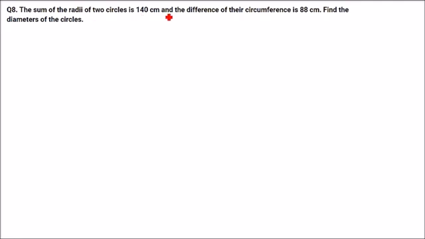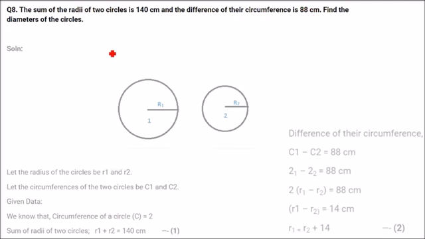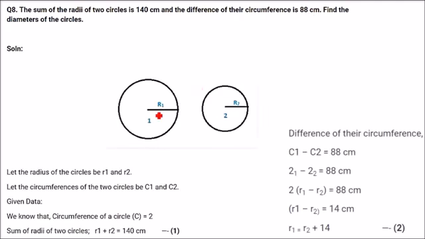The sum of the radii of two circles is 140 centimeter and the difference of their circumference is 88 centimeter. Find the diameter of the circles. So we have two circles as you see here. This is the first circle, this is the second circle. Now the radius of the first we assume to be r1, the other one we assume to be r2.